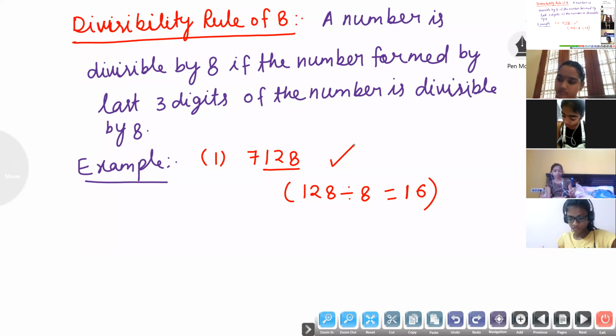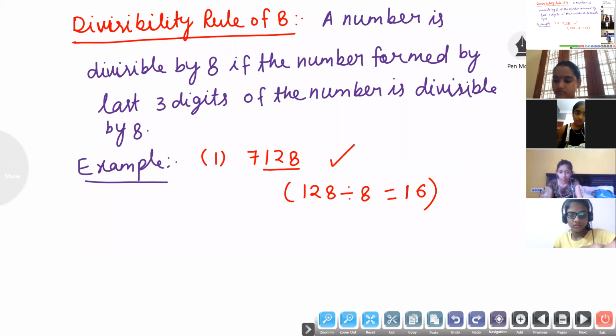Students, always keep in mind that if any number is given and I want to check whether it is divisible by 8 or not, I want to check the last three digits. But you have learned previously the divisibility rule of 4, where you check the last two digits. But for the divisibility rule of 8, it is the last three digits. Only this difference is there.